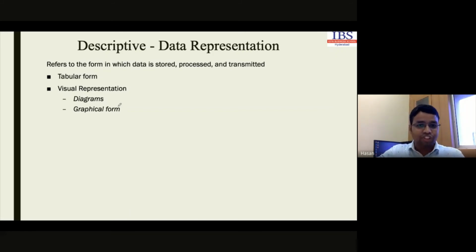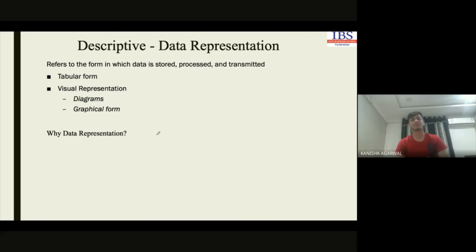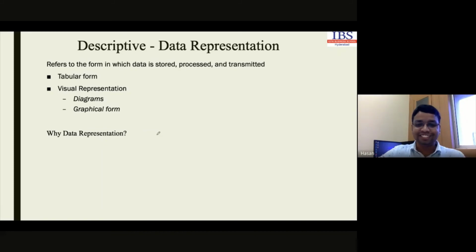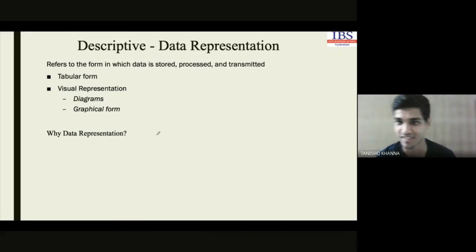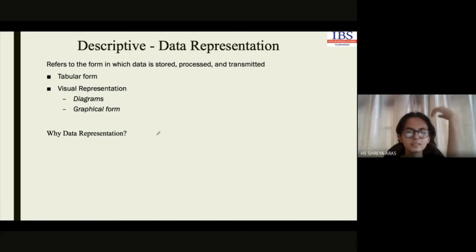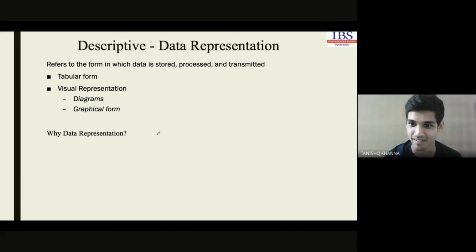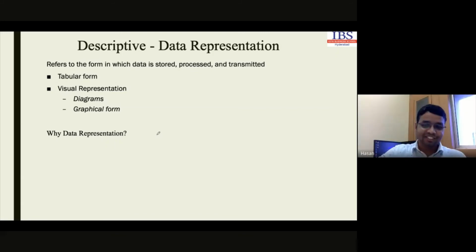Now I have a basic question for you. Why do we do data representation? Why is data representation important? Sir, we can clearly see it. It is easy to represent and compare data, otherwise we get confused between the things. It is segregated. So when we collect the data, it is in raw form. We cannot draw conclusions from the raw data unless we process it and represent it in a meaningful way. That's why it is important.